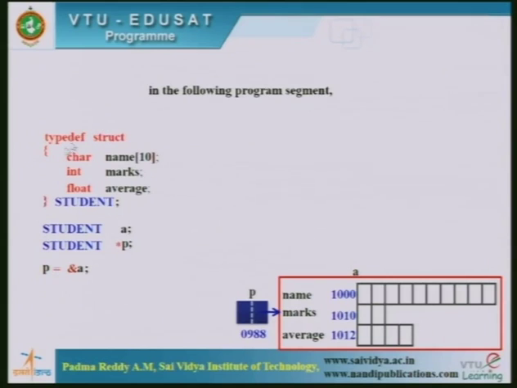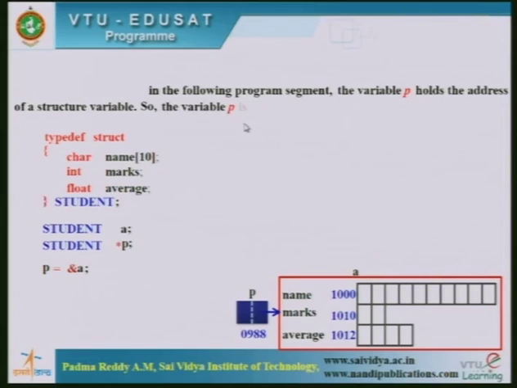Now, in the following program segment, the variable p holds the address of a structure variable. If you observe, the variable p contains the address of a structure variable. This is the pictorial representation. P contains the address of this structure. So the variable p is a pointer to a structure. This p is a pointer to a structure because p contains the address of this structure. Now let us look into the definition.